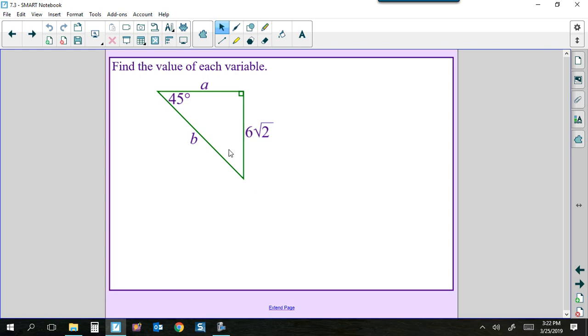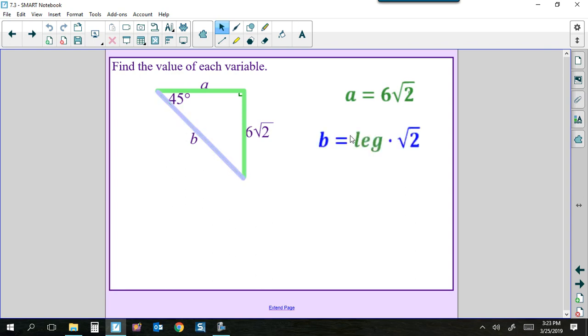Next one, even though I did not write this angle, we know that the acute angles in a right triangle are complementary. The complement of 45 is 45. So this is another 45, 45 degree angle. Don't get creeped out when you see a 6 radical 2. Trust me, not a big deal. Solving for a is going to be super easy because the leg equals the leg, so a is equal to 6 radical 2. B is going to be your hypotenuse.